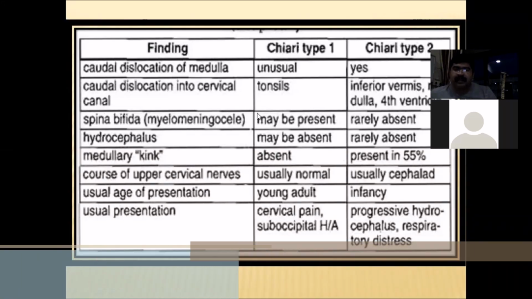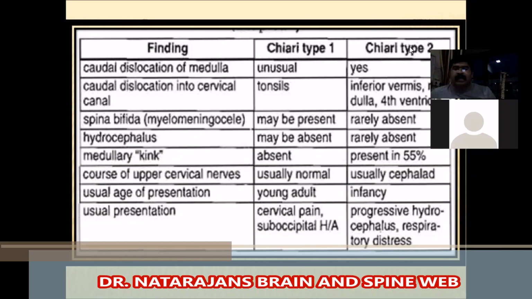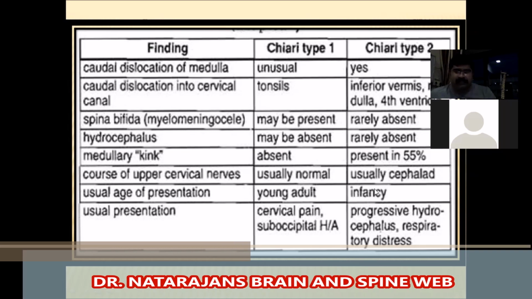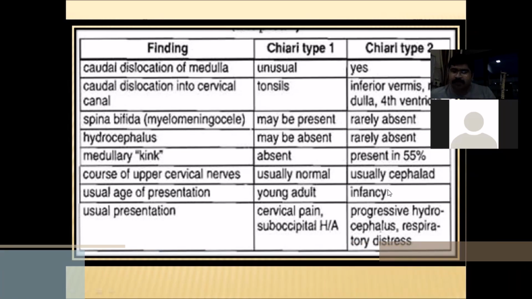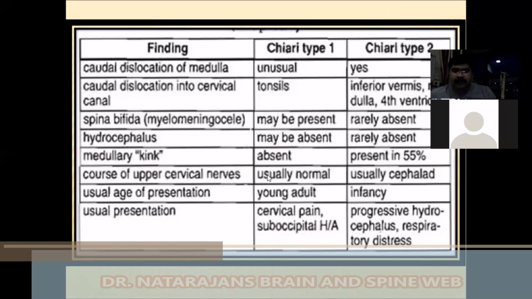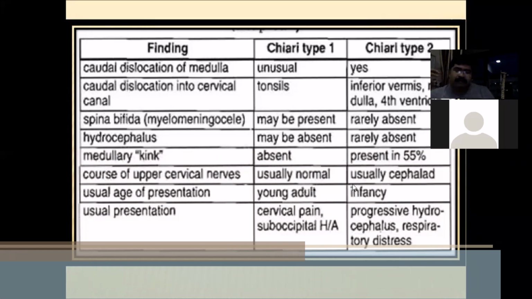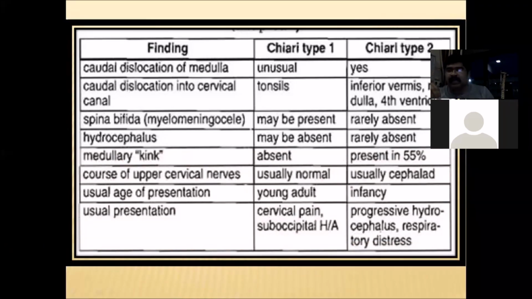Myelomeningocele is very common in Chiari malformations. Hydrocephalus is also very common, and it is usually seen in infancy. Chiari type 2 is usually seen in infancy, whereas Chiari type 1 is mostly common in young adults. The course of the upper cervical nerves is usually normal in type 1. Because of the migration of the brainstem through the cervical canal, there can be an upward or cephalad migration of the upper cervical nerves.